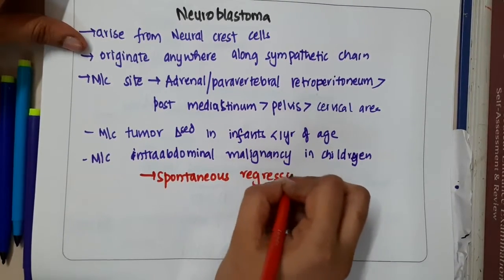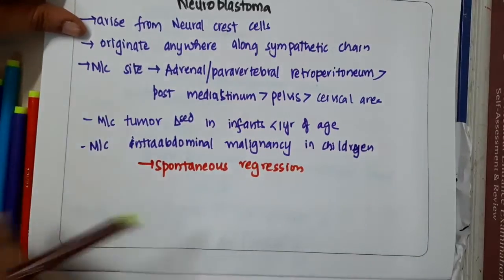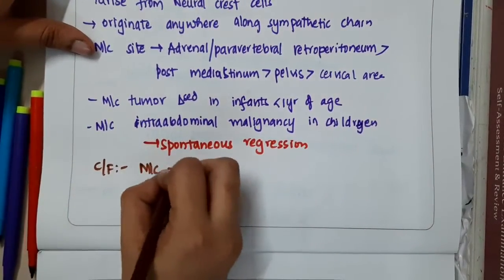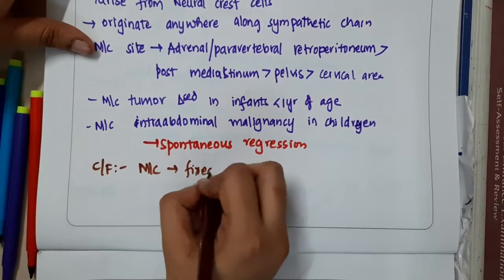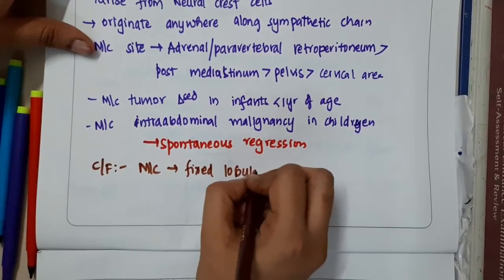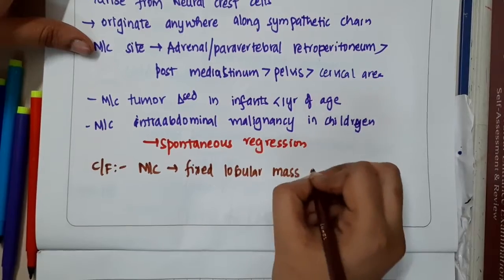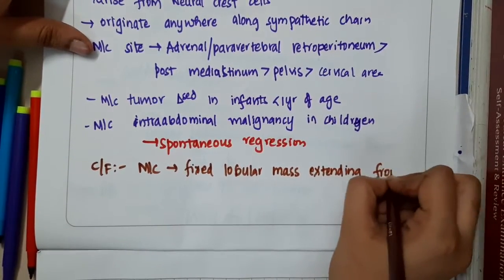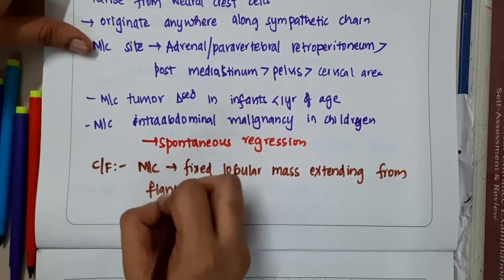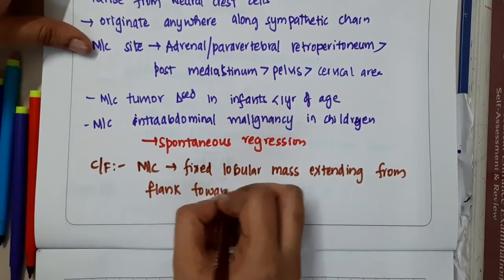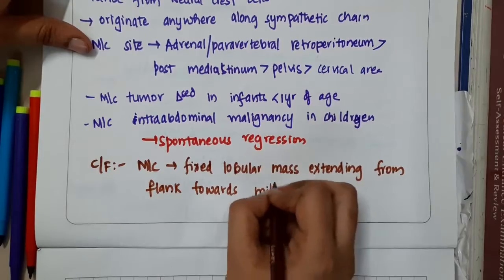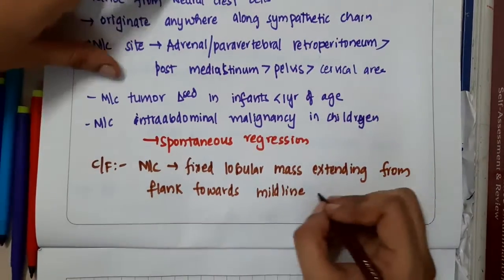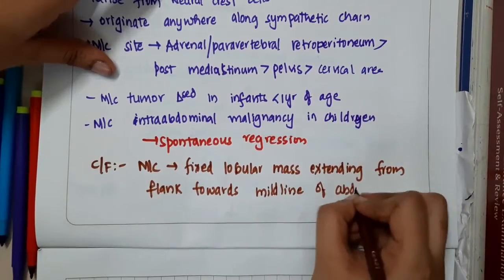So if you see the clinical features of neuroblastoma, the most common presentation is a fixed lobular mass extending from the flank towards the midline of the abdomen.